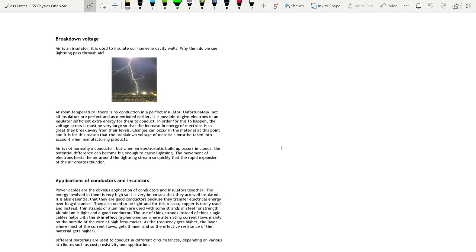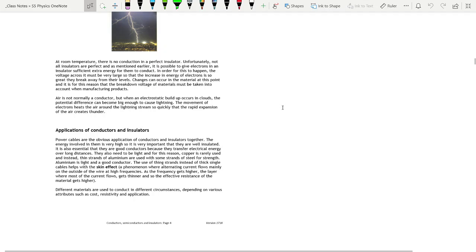Unfortunately, not all insulators are perfect, and as mentioned earlier, it's possible to give electrons in an insulator sufficient extra energy for them to conduct. But in order for this to happen, the voltage must be very, very large. That's why air can be forced to conduct if there's a big enough voltage, if there's enough energy given, but it has to be a lot of energy. So that's why, obviously, lightning involves a big amount of energy, a big amount of potential difference.